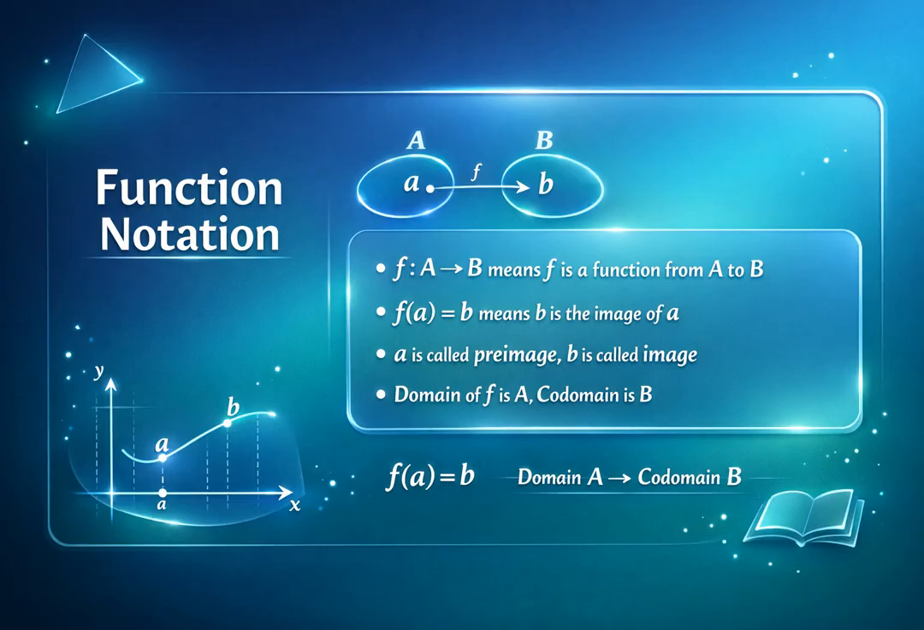Let's understand function notation. When we write f: A → B, it means f is a function with domain A and codomain B. If f(a) equals b, we say b is the image of a, and a is the preimage of b. The set of all images forms the range, which is always a subset of the codomain.